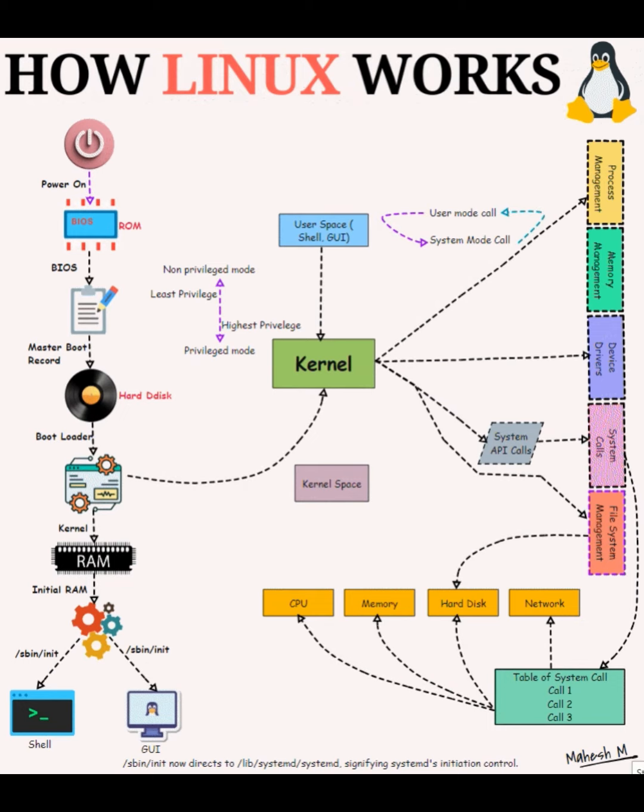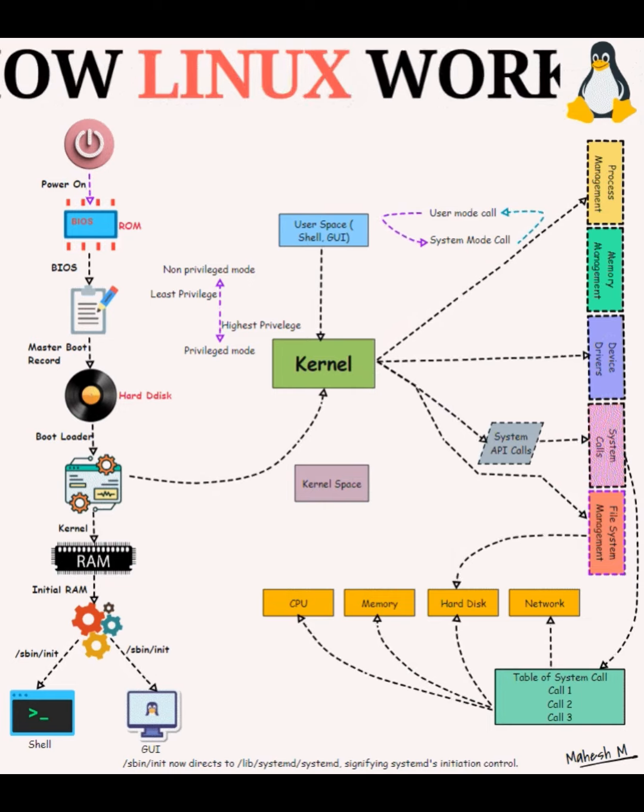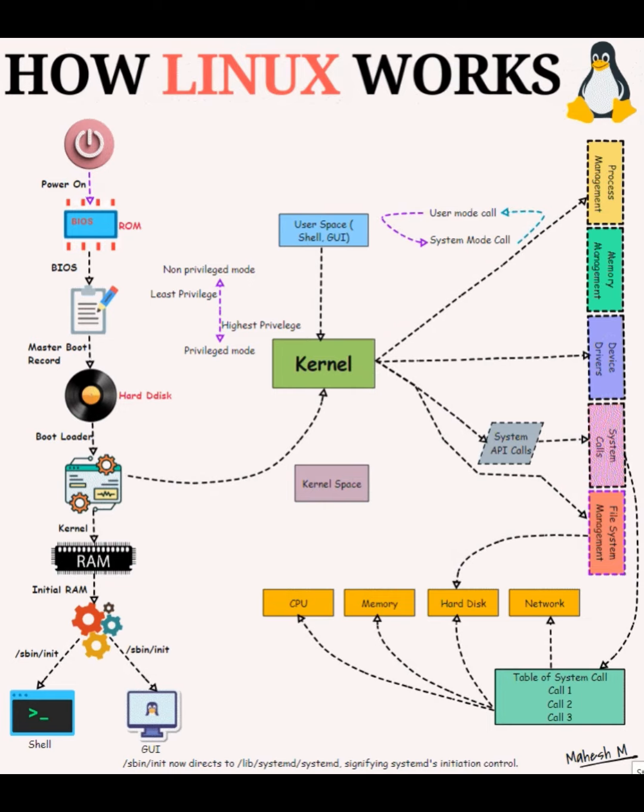System call table, a lookup table for system calls: read, write, fork, which are how user programs request services from the kernel. System API call, programming interfaces that abstract system calls for developers.